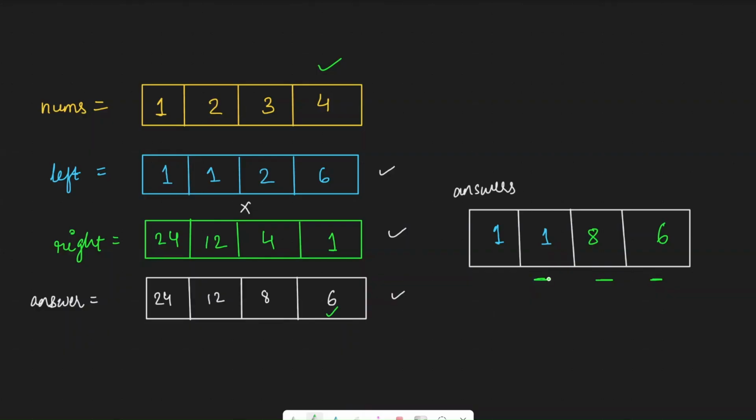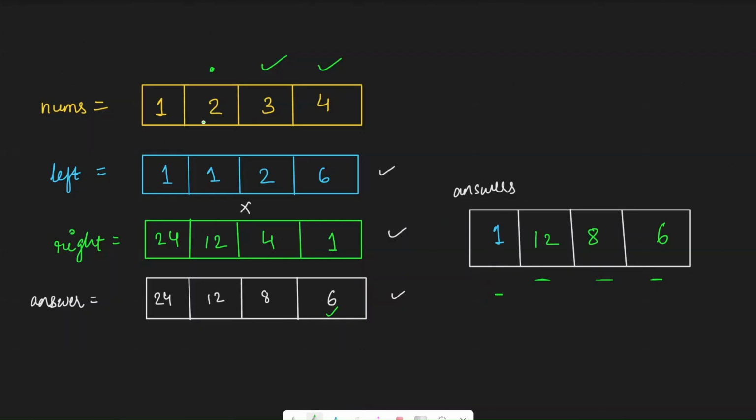We are evaluating this index. For this index, we know that this is the product of the things on the left of it. What are the things on the right of this index? This and this, because this is what we are evaluating right now. So we have 4 and 3. So all we do is we multiply this 4 and 3 with 1. So 4 multiplied by 3 is 12. 12 multiplied by 1 is 12. So we just update this with 12.